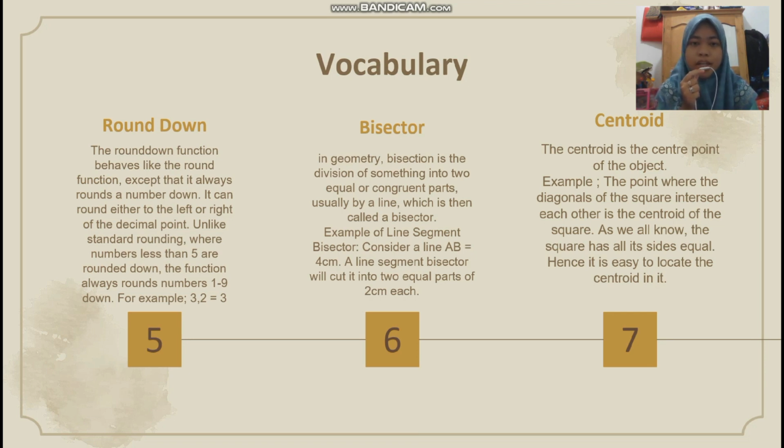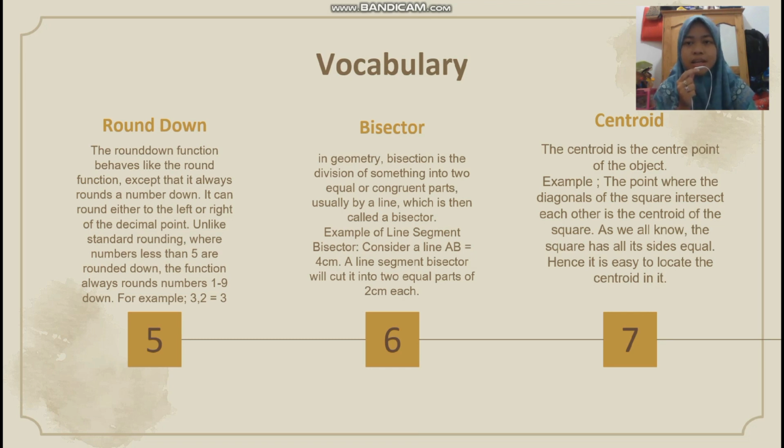The next is a bisector or garis bagi. In geometry, bisection is the division of something into two equal or congruent parts, usually by a line, which is then called a bisector. Example of line segment bisector: consider a line AB equal 4 cm. A line segment bisector will cut it into two equal parts of 2 cm each.